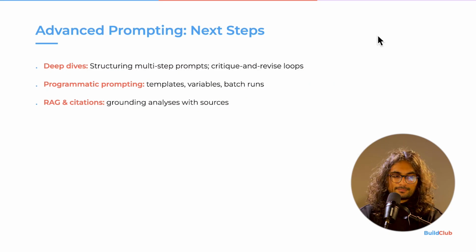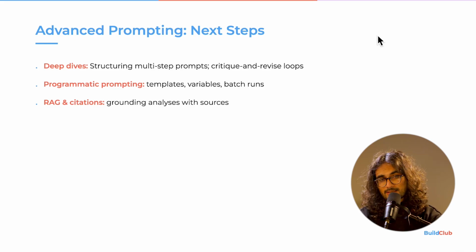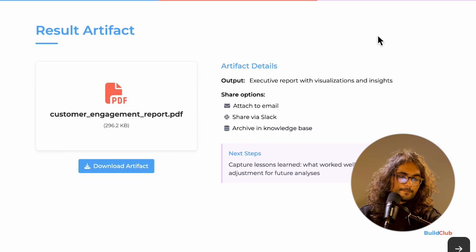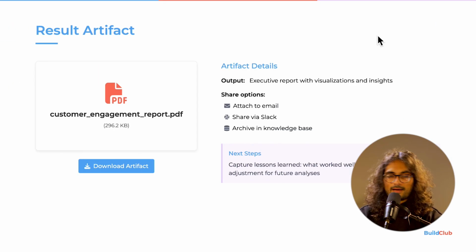So in the next chapter, we're going to do a deep dive into structuring our prompt the best way we can. We're also going to do citations, so we can tie all the data back into an analysis. Citations are necessary if you're using multiple data sources or you're using the web. But now we basically have our engagement report. How can you share this? You can share this via email, share it on Slack, archive it into your knowledge base.